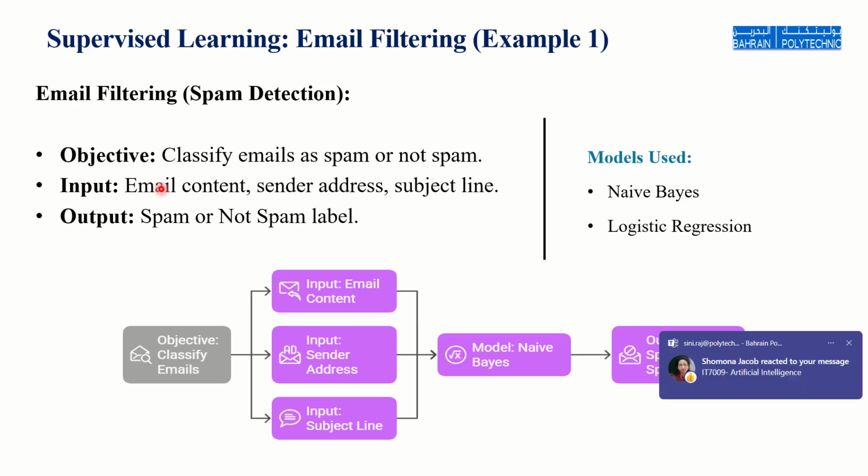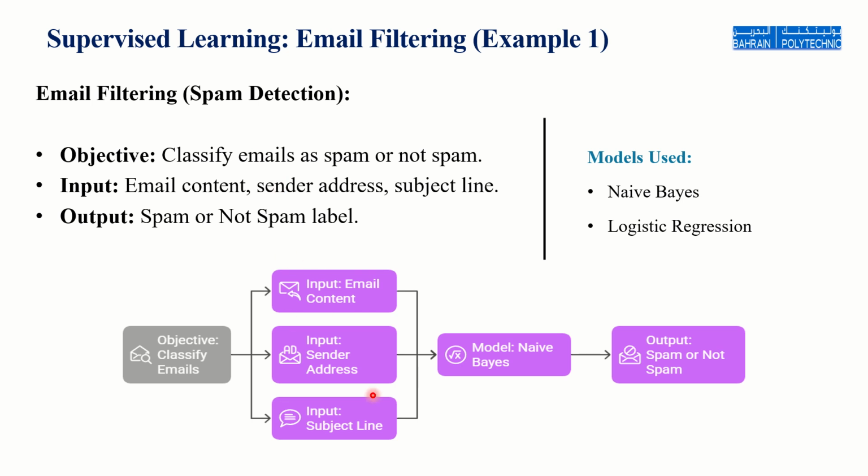So what could be an input? The input is the various columns in your data set. What features do we need to consider to determine whether a particular email is spam or not? The first one is the email content, the text of the email, then the sender address and the subject line. The output is a classification, and it is a binary classification. Why? Because we are putting the email either into spam or into not spam.